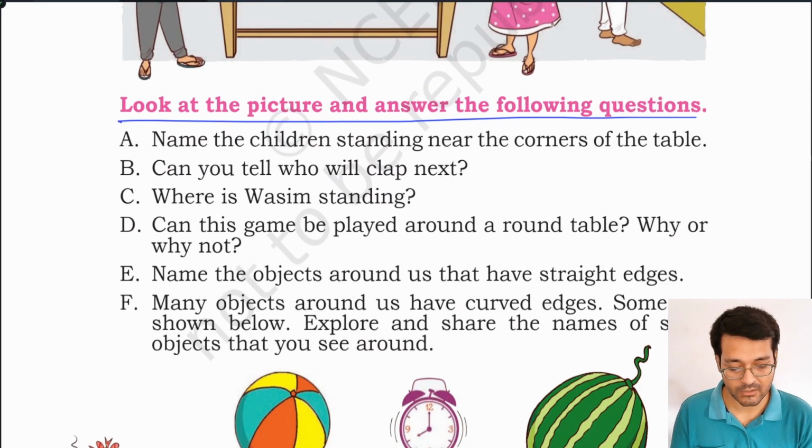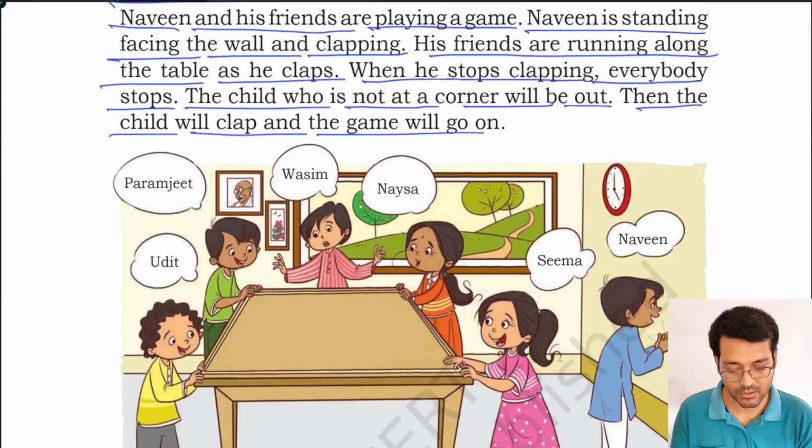Look at the picture and answer the following question. A. Name the children standing near the corner of the table. You have to name the children who are standing near the corner of the table. That is Udit, Paramjit, Nayasa and Seema.